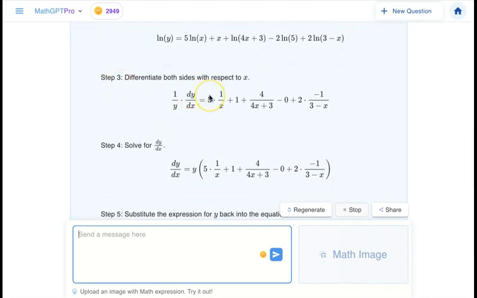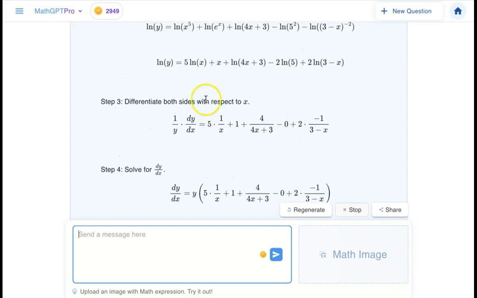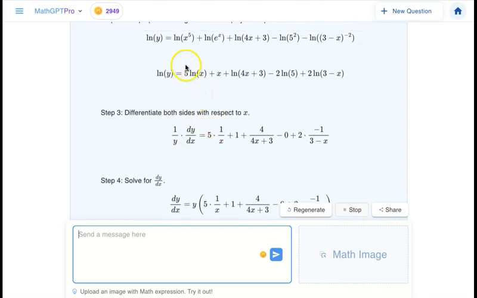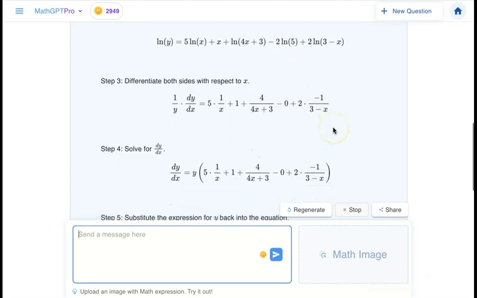Step 3, it differentiated both sides with respect to x. So it did the whole y prime over y. In this case, they wrote it as 1 over y times y prime, equals, and then they were differentiating this part, so they got 5 times 1 over x plus the derivative of x, which is just 1, plus then they use the chain rule here, so it's the derivative of the argument divided by the argument, which is 4 over 4 plus x. This is just a constant, so they got 0, and they keep going like this.